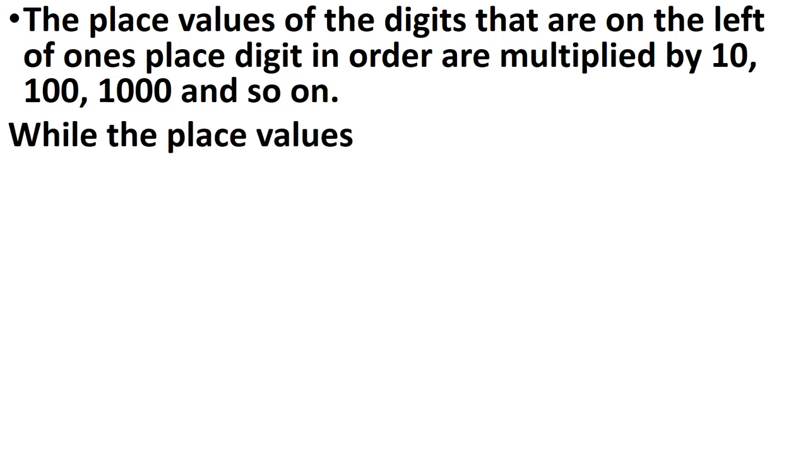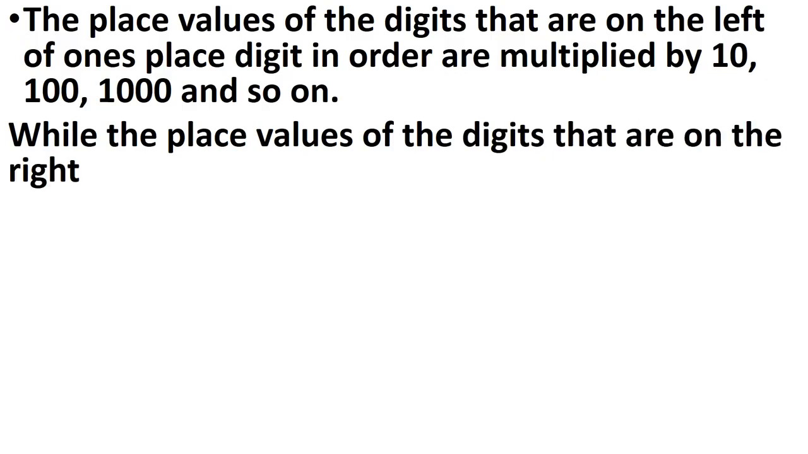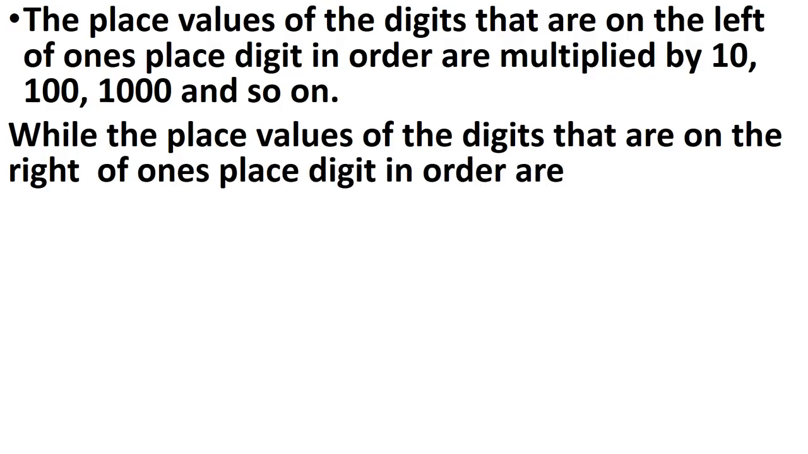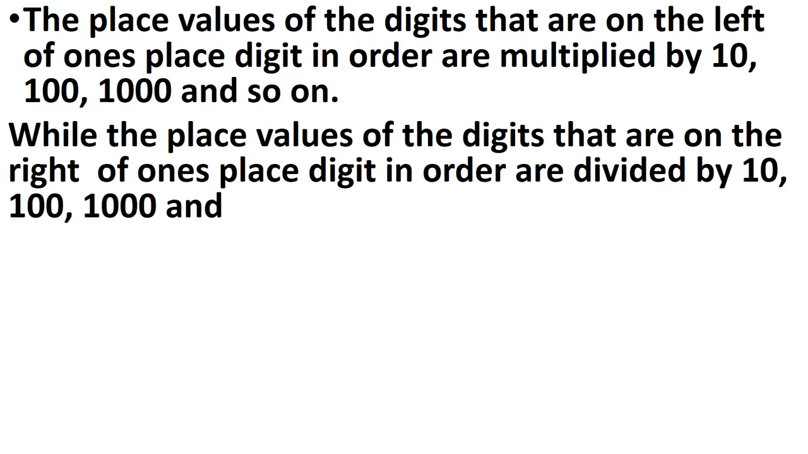While the place values of the digits that are on the right of the ones place digit are, in order, divided by 10, 100, 1000, and so on. Just the opposite: if we are moving towards the right-hand side of the ones place digit, they are divided by 10, 100, 1000, and so on. The tenths place digit will be divided by 10, the hundredths place digit by 100, and the thousandths place digit by 1000.